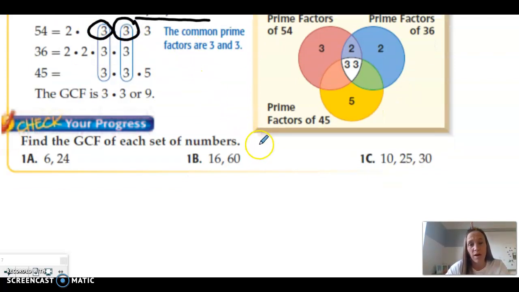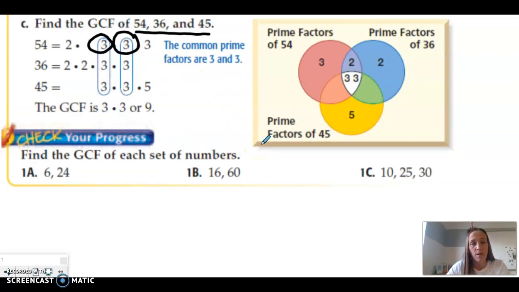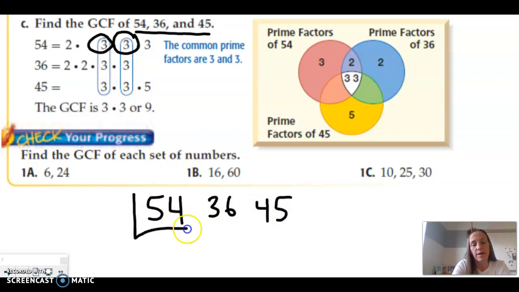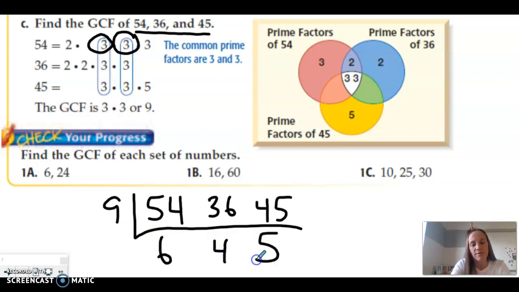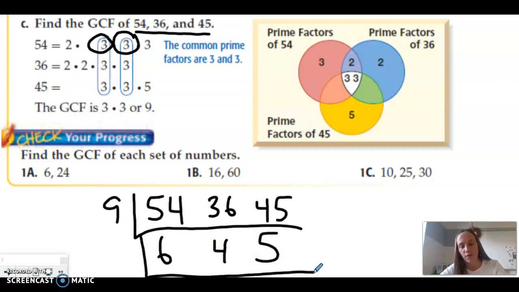Honestly, for this one, I would probably try the cake. So I'll do that down here, 54, 36, and 45. So I think of something that they all divide by. Now, I know it's 9, and you'd probably come up with 9 just because of your math facts. So 54 divided by 9 is 6, 36 divided by 9 is 4, 45 divided by 9 is 5. And you can see that 6, 4, and 5 share no other common factors, so the GCF would be 9.